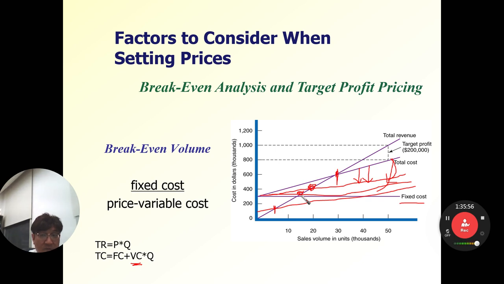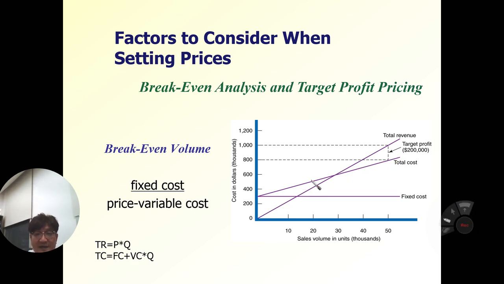Is there another way? Is there another way to decrease your break-even quantity? Yes. If you say something like this, let me erase this. Now, okay, move your total revenue curve this way, wow, yeah, in this way, then your break-even point is getting smaller and smaller, okay?